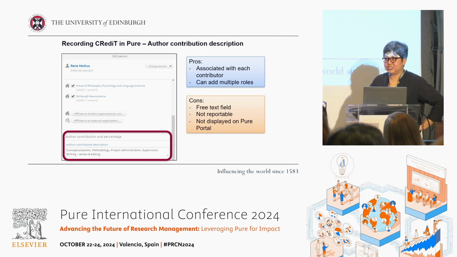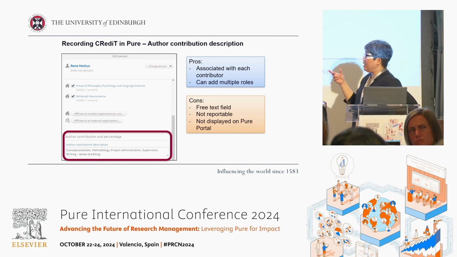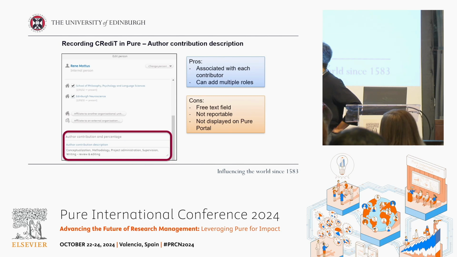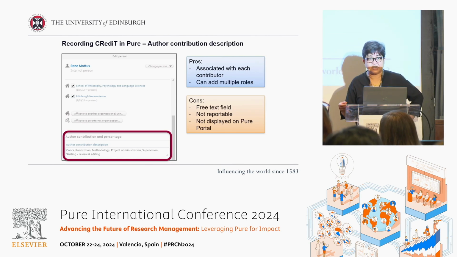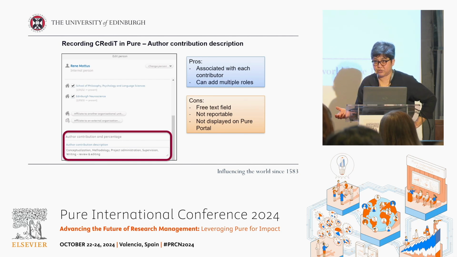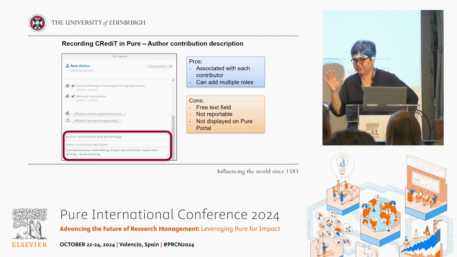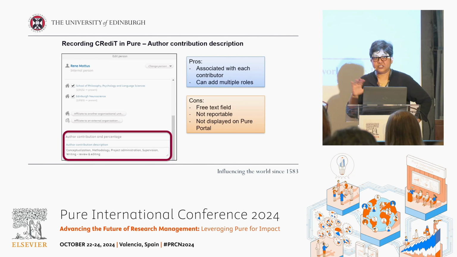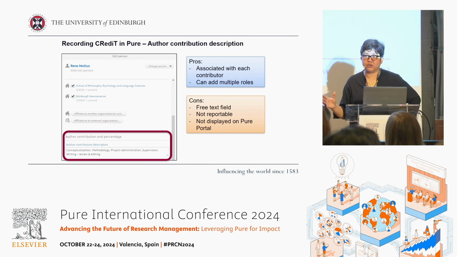And then author contribution description. We've not enabled this at all in Pure, right? But you can enable it in Pure, and you have this for every single author. So you could put in the author contribution description field in the author. Now, the pros for this, again, you can associate this with each contributor. You can add multiple roles, but then it's a free text field. Again, right? Free text field, danger zone. It's not reportable. It's not displayed on a Pure portal. So good, but not good enough still.